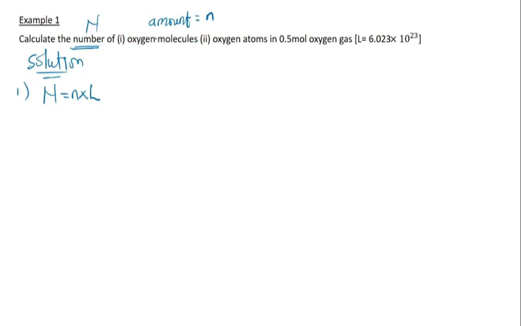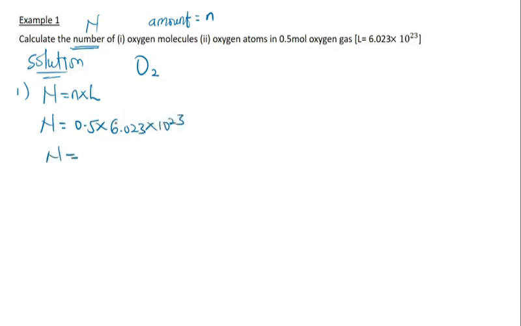The capital N is the number of particles, and the small n is the amount in moles. So the question is saying calculate the number. We are using the capital N, which is the number of oxygen molecules. Now an oxygen molecule is O2. We are given the mole to be 0.5, so we multiply 0.5 by Avogadro's number, which is 6.023 times 10 to the power 23.